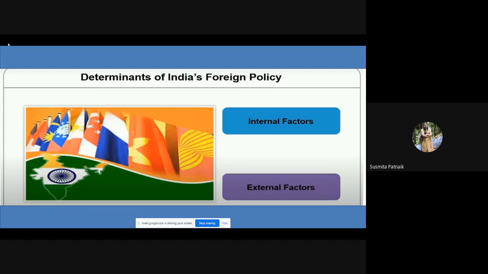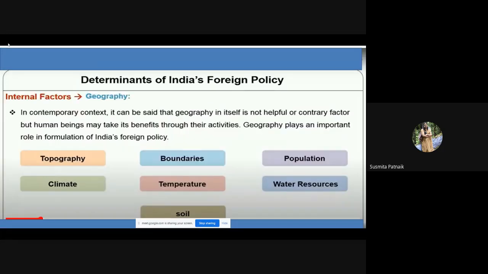These determinants can be divided into two parts. There are certain types of internal factors and certain types of external factors. Some internal factors put pressure upon India's foreign policy, and simultaneously some external factors are also putting pressure upon India's foreign policies.